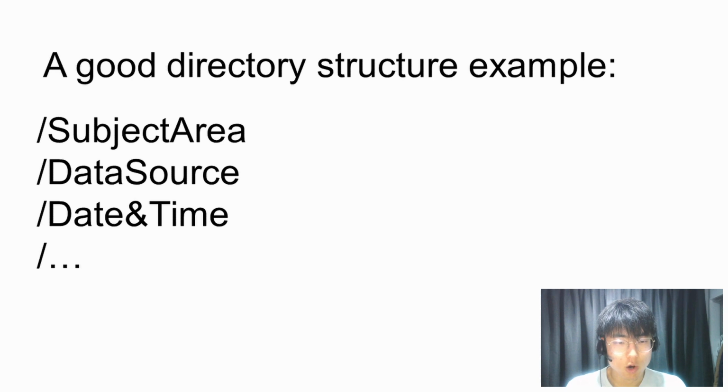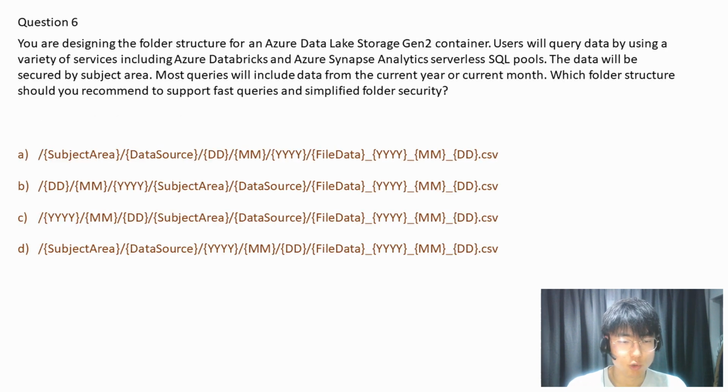So looking at our options here, first start by ruling out B and C since the parent directory starts with some sort of date. And we can rule out A as well, because although it starts with subject area and data source, date comes before month and year. We always want to start with whatever is going to change less. So a good example of that is option D, where we have subject area and data source, and then we have year, month, and day.